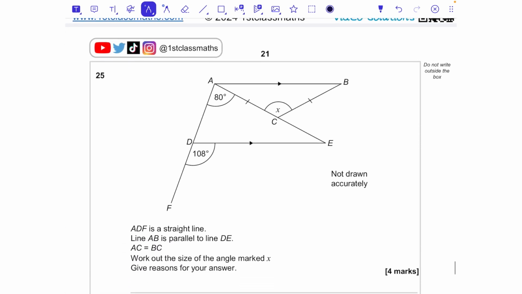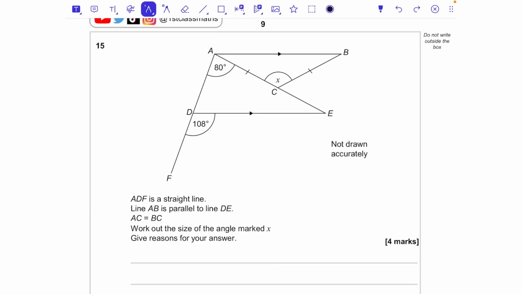Question number 25. ADF is a straight line. Line AB is parallel to line DE. A to C is equal to B to C. So that's an isosceles triangle at the top there. Work out the size of the angle marked X. Give reasons for your answer.